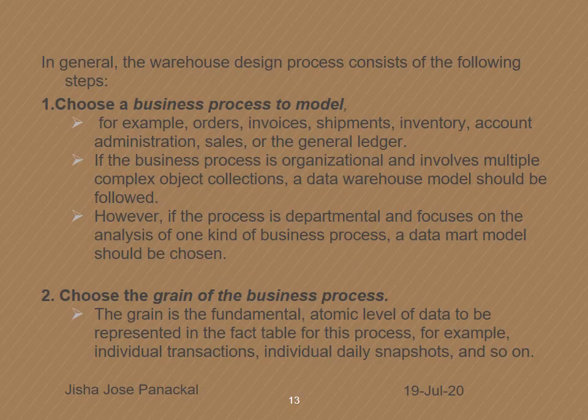We have seen several approaches that can be used to design a data warehouse, and we have to consider certain views before designing starts. In general, the data warehouse design process consists of 4 steps. The first one is to choose a business process to model. We have to choose a business process, that is, a subject should be there before we build a data warehouse. For example, orders, invoices, shipments, inventory, account administration, sales, or the general ledger. We have already seen a data warehouse for sales.